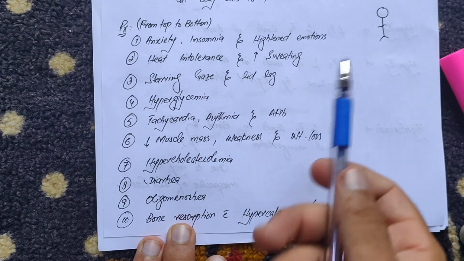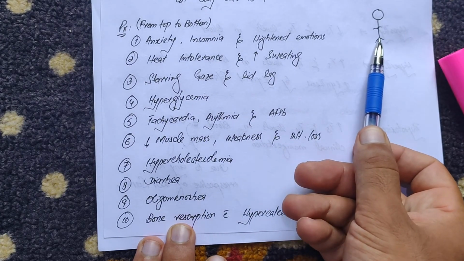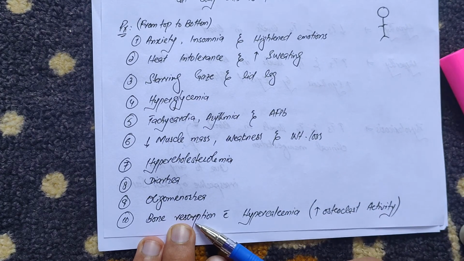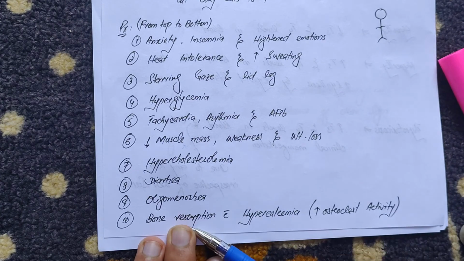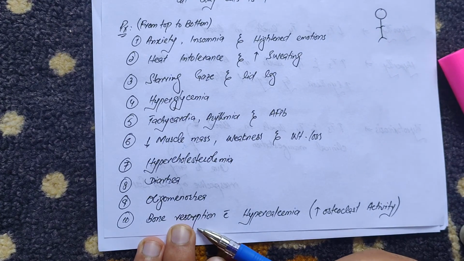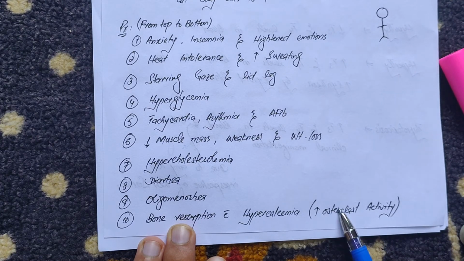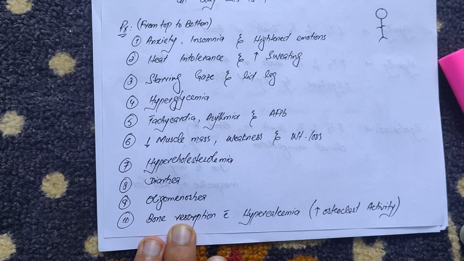Moreover, in the female patient, now you come all the way down to the pelvic area. Here the patient will have oligomenorrhea. And moreover, when you reach the femur bone, you can remember that there will be bone resorption with hypercalcemia, that is, increased osteoclast activity will occur in these patients.